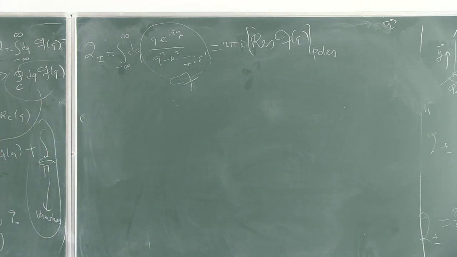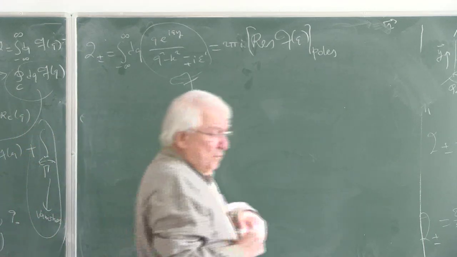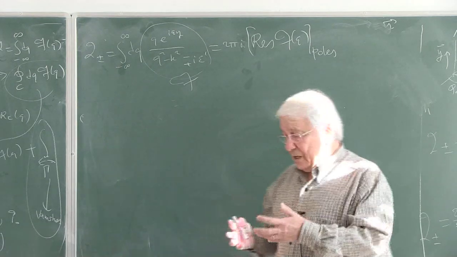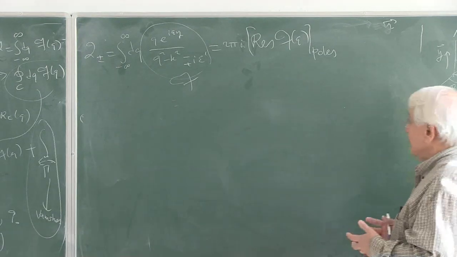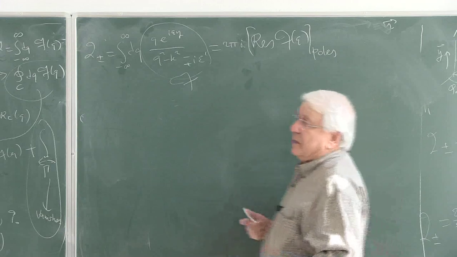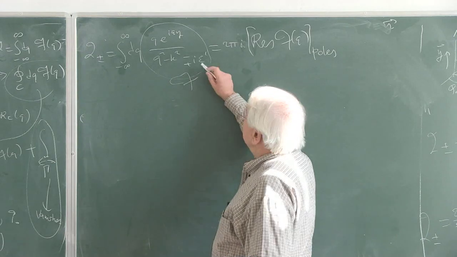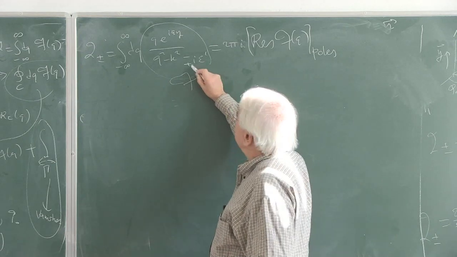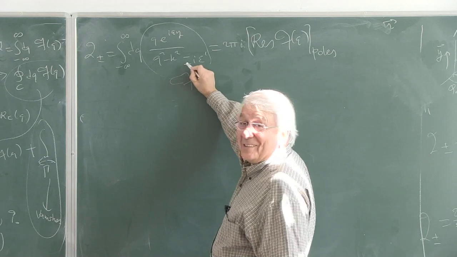But how are the poles? Now, I have to decide on the poles. First of all, why am I trying to keep the discussion so general? Because notice that the nature of the poles will be decided by the plus and minus.